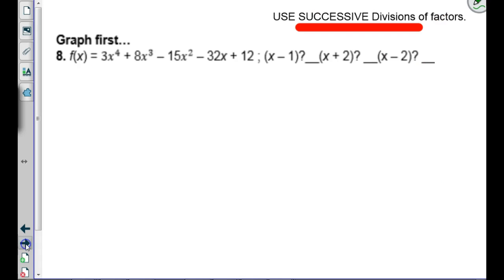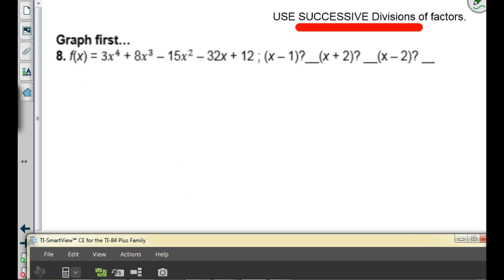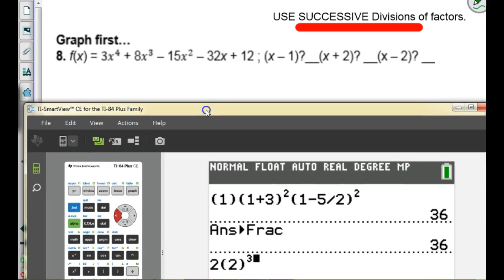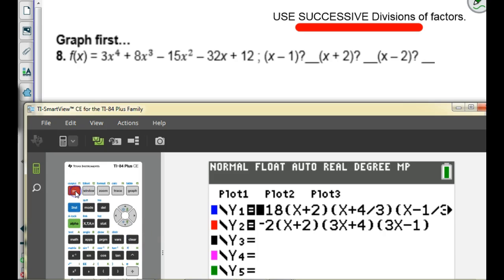All right, the question I want us to do is number 8, but it says graph first. So can you graph this problem? I think I tried it on this calculator. Yes, make sure you turn the plot off at the top up here. Make sure plot 1 is turned off. That's going to be an issue on the next quiz for some of you.